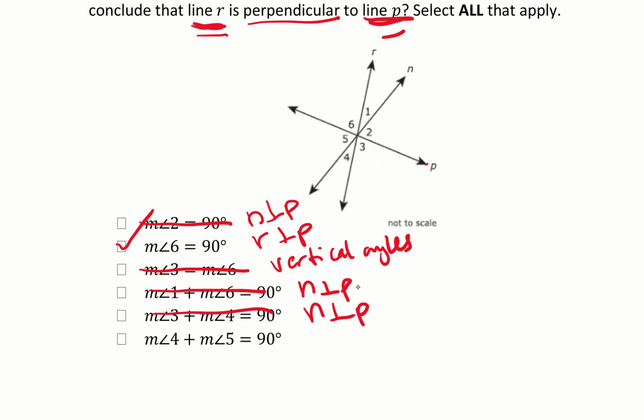All right, finally, 4 plus 5. The measure of angle 4 plus the measure of angle 5 is 90. Tells us that those combined is 90. So that tells us that R is 90 degrees away from P, which means it is perpendicular. So that means it's saying R is perpendicular to P. So that is true. That's what we want. We want to conclude that R is perpendicular to P.